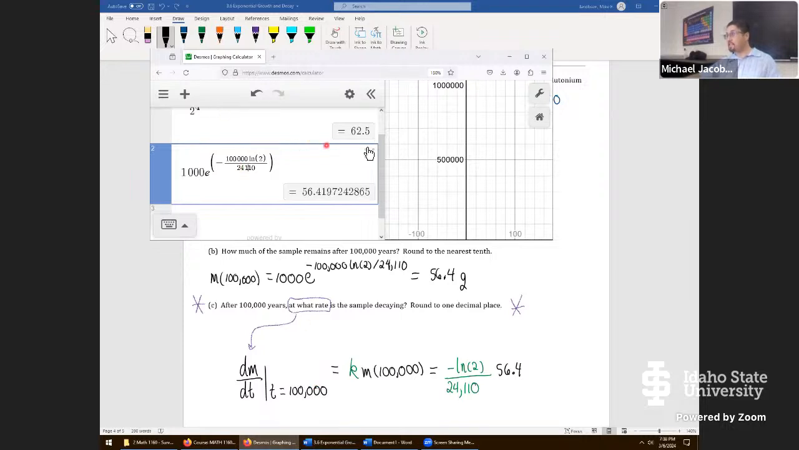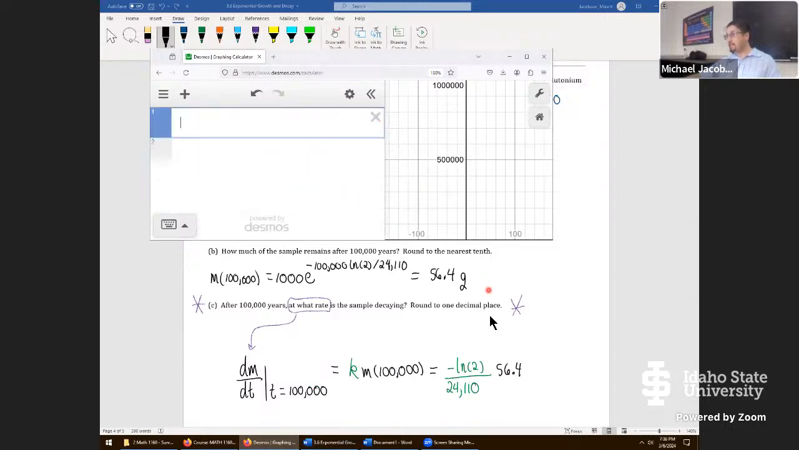Then we're back to decimals. Let's crank this one out as carefully as possible. This will go negative natural log 2, then divide by 24,110, be careful with those, times 56.4. And this is how much it's decaying at the 100,000 year mark. This is the amount per year. It's, let's see, tens, hundreds, thousands, about 16 ten-thousandths of a gram per year at that time. Well, any questions, folks, on getting that figure so far?